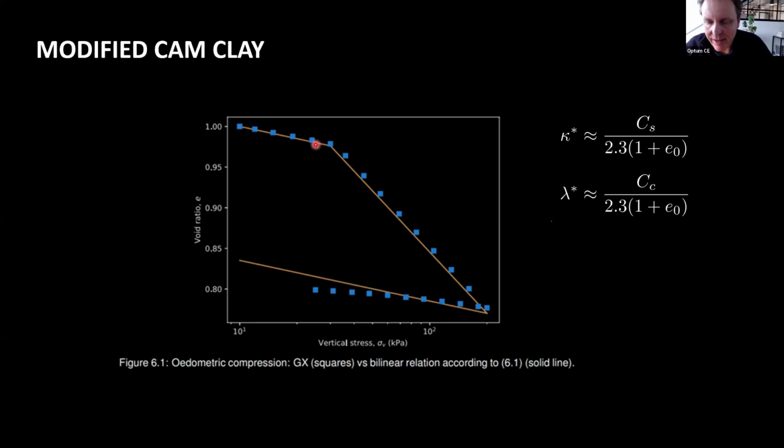Well, if you believe that a classical test is straight lines, which it really isn't, but if you say that's what it is, then you can only replicate that in an approximate fashion. You can make this conversion between the kappa and lambda and the CS and CC parameters. It's the conversion here, so there's something with the void ratio. One uses strain, the other one uses void ratio. The 2.3 is just ln10.